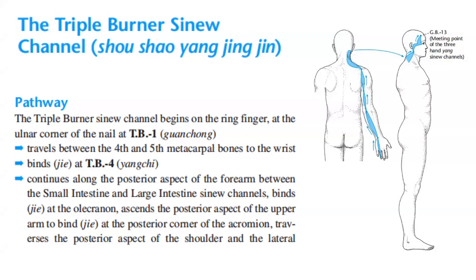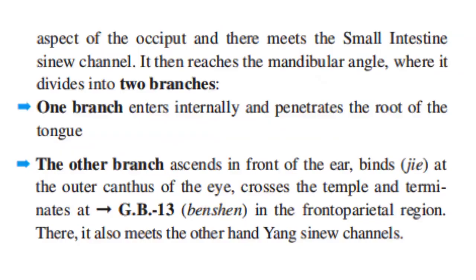upper arm to bind at the posterior corner of the acromion, traverses the posterior aspect of the shoulder and the lateral aspect of the occiput, and there meets the small intestine sinew channel. It then reaches the mandibular angle where it divides into two branches. One branch enters internally and penetrates the root of the tongue.